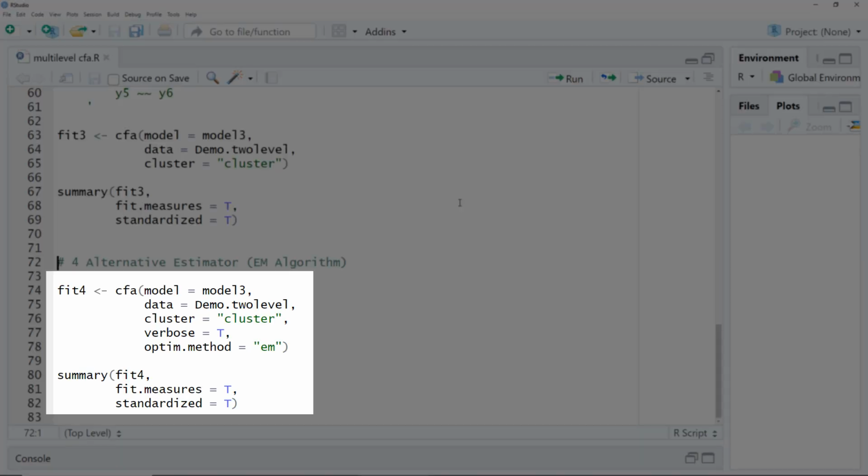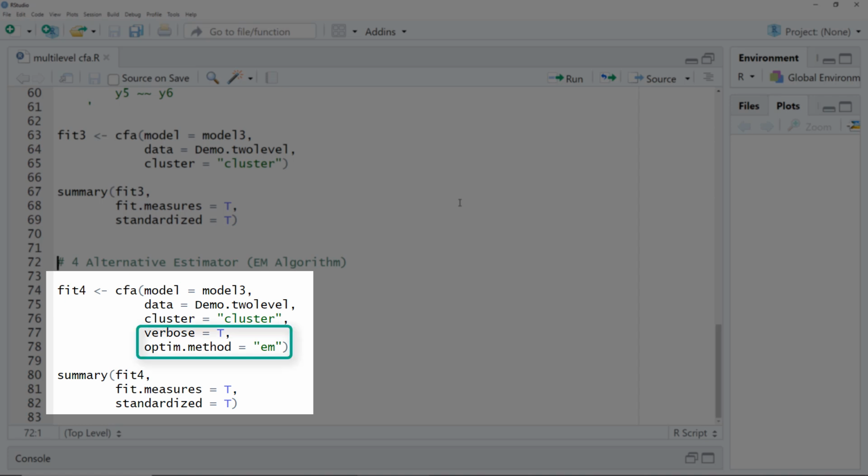Next to dealing with convergence issues, in our example all models converged quite well, but that's not always the case. If you have a model that does not converge, the most likely reason is that you have some kind of model misspecification. So that's the first thing you should look into. But you could also try out a different estimator, the EM algorithm.